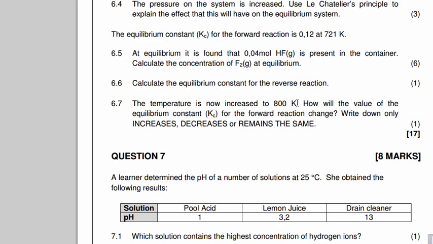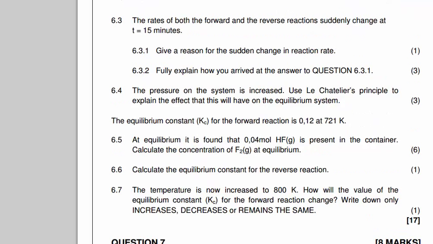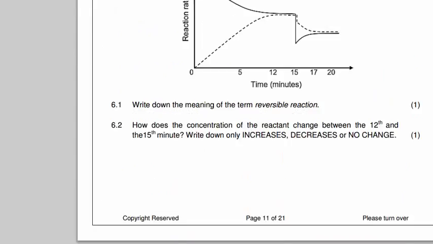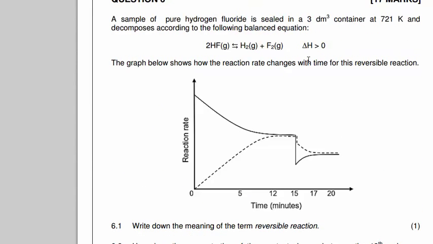I think there's one more question there. The temperature is now increased to that. How will the value of the equilibrium constant, Kc, for the forward reaction change? What will happen to the Kc value? Well, we have to go look at it first. We have to look at whether it's an endothermic or an exothermic reaction. It's an endothermic reaction. I can't just tell if you increase or decrease. I have to work it out.